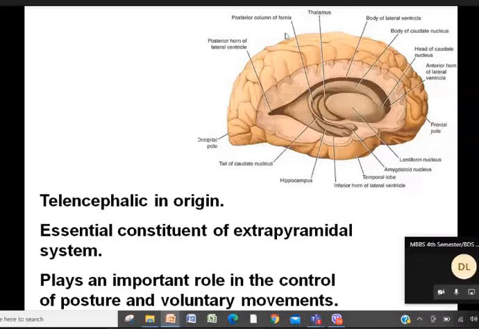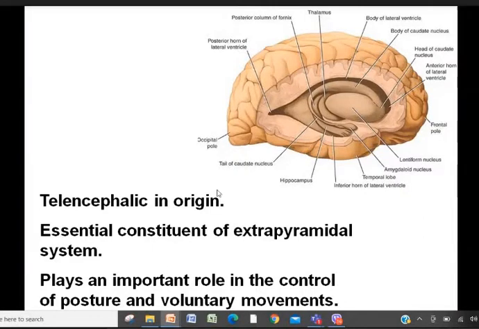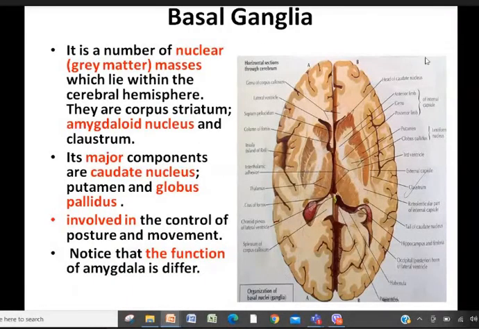So I have to minimize this. So basal ganglia, it is telencephalic in origin. It is an essential constituent of the extrapyramidal system, and it plays an important role in control of posture and voluntary movements. Basal ganglia is the gray matter which lies within the cerebral hemispheres.